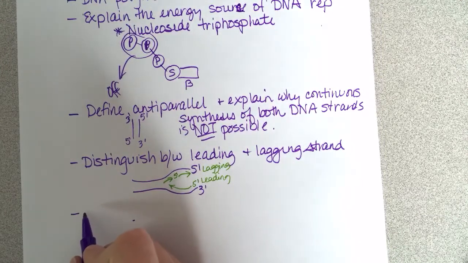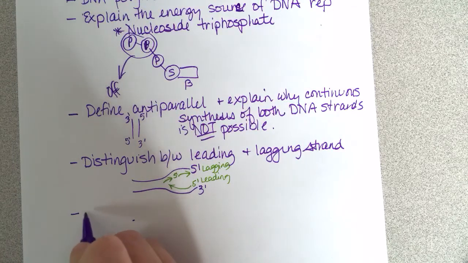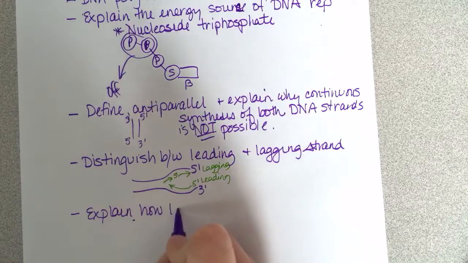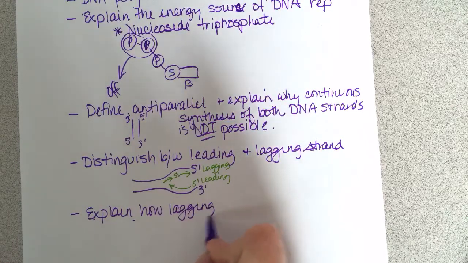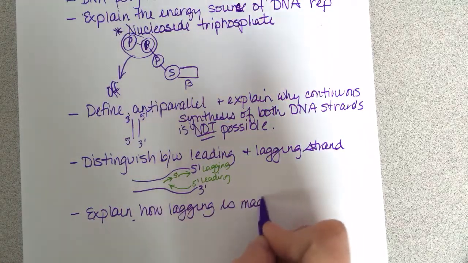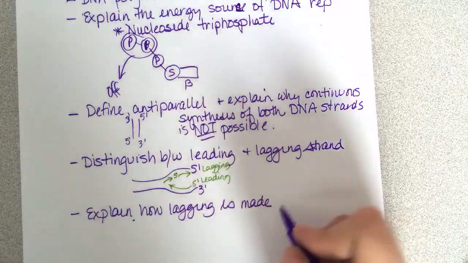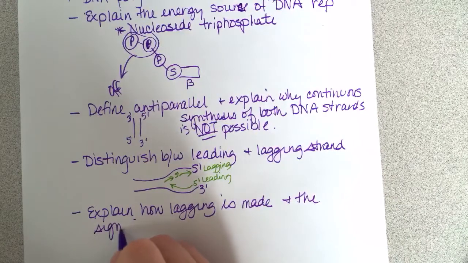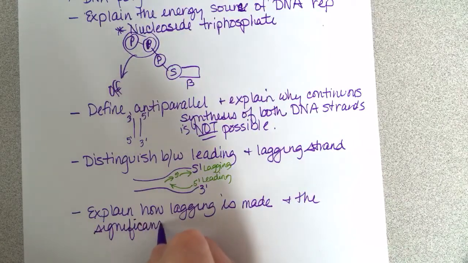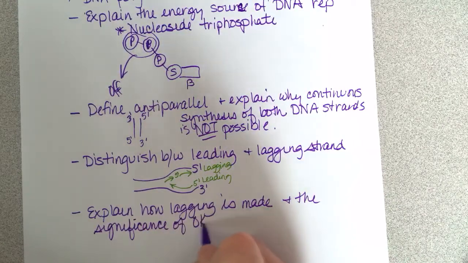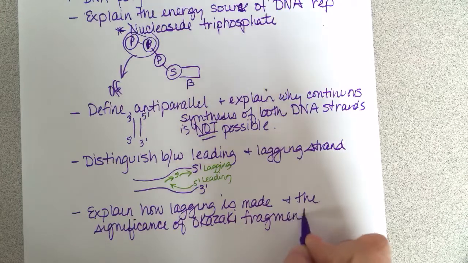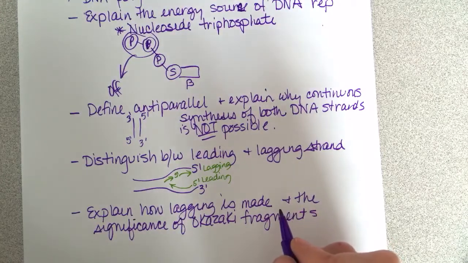Next here. So you should be able to explain how the lagging strand is made, and the significance of the Okazaki fragments. What are they? How are they made? It has to go in the 5 to 3 prime direction.